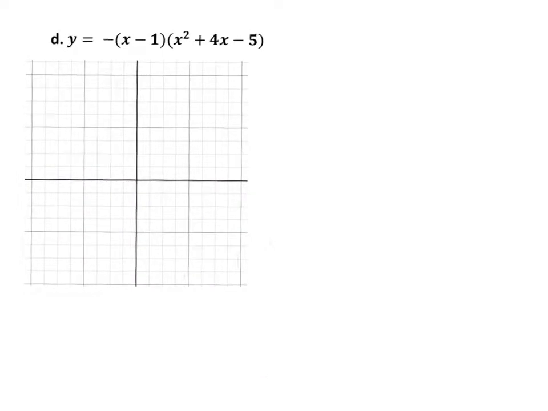Okay, the last one here is almost in factor form, but not quite. So we don't have to do as much work as what we did for part C. So we can tell a few things here before we start. We can see that it is a negative cubic. So the trend of my graph will look like that.